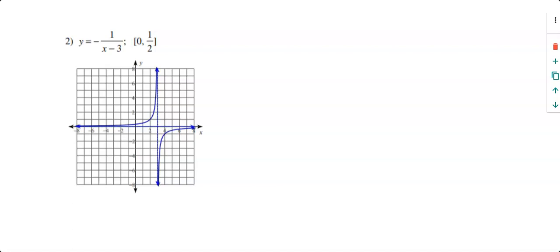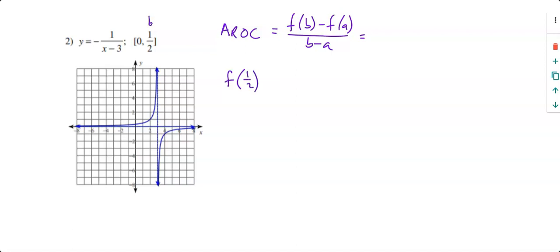Okay, next problem. Same formula for average rate of change is f of b minus f of a over b minus a. So we've got to find out f of b. We've got to evaluate this function at 1/2. This is the b, this is the a.